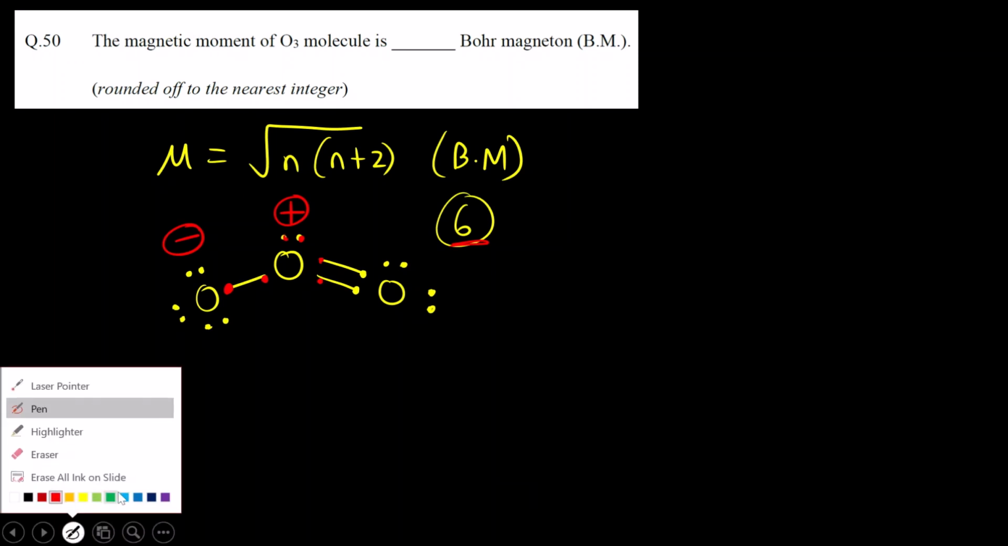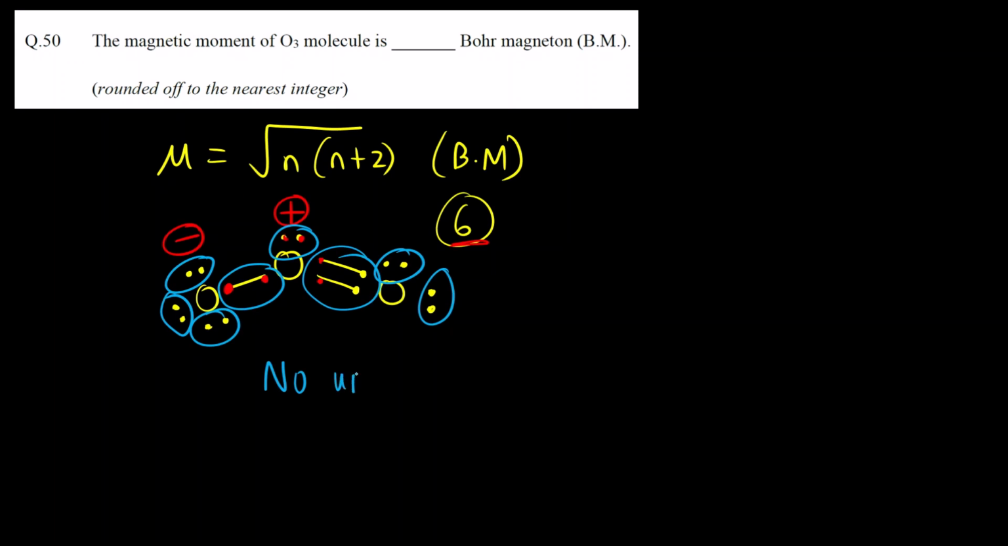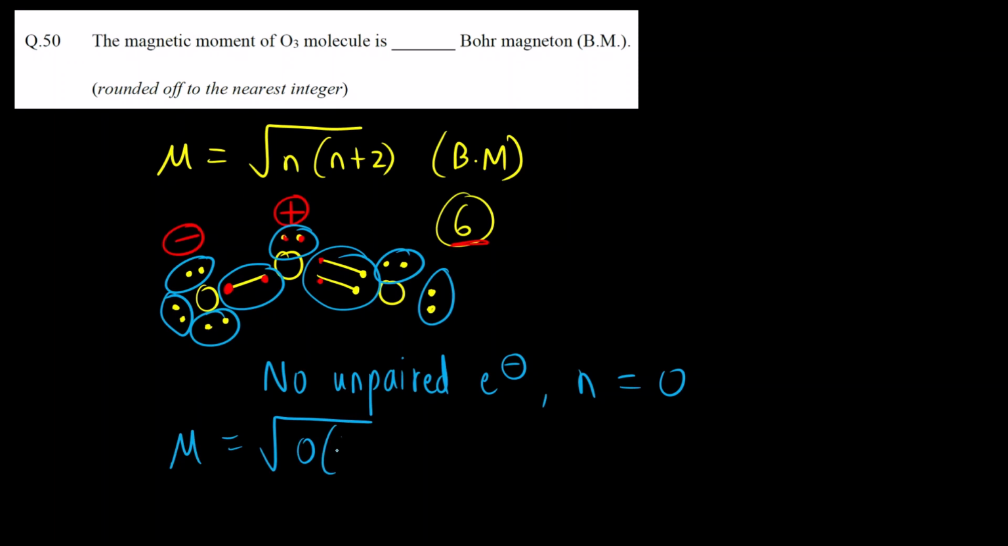Now here if you see carefully, can you see any unpaired electrons? Paired. Okay. In total there are 6 lone pairs, all are paired. This is also paired, single bond and double bond. So you can see there are no unpaired electrons. So n is equal to 0. So substitute: mu is equal to root of 0 into 0 plus 2. That will be 0. No unpaired electrons, so the magnetic moment will also be 0. So the answer will be 0.